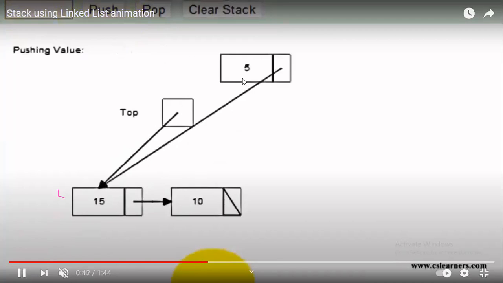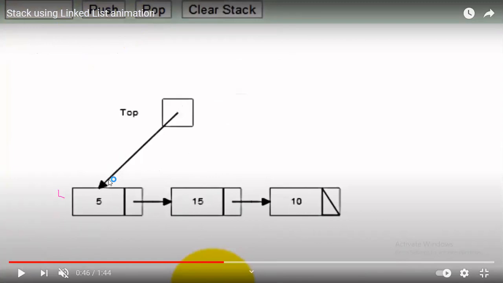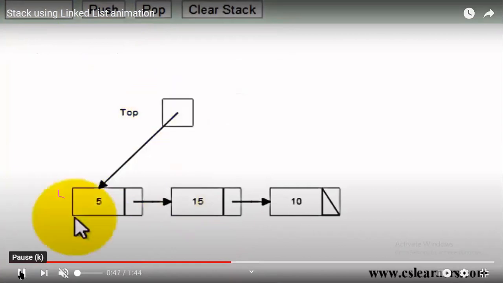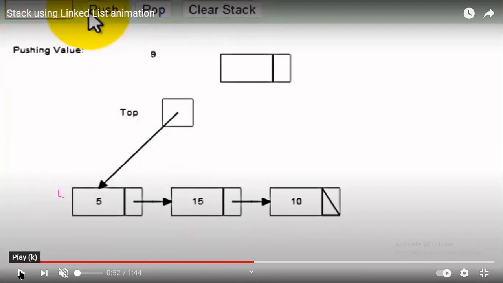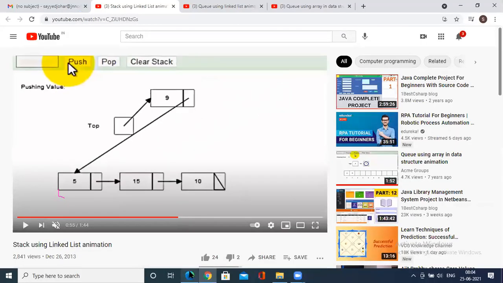Now here see again 5. Slowly see the animation. So for 5, the top value changed. This one changed, this one changed. There are 3 things we are going to change. Again see, push 9. What happens? See here, 9 is inserted into the element's first line where you insert. Then you connect this to the top, and you have to change this top arrow. So now this will change. See, this arrow changes. 3 things happen.